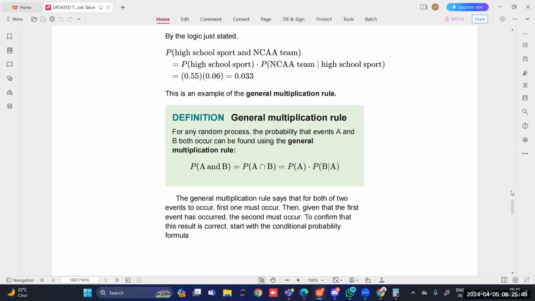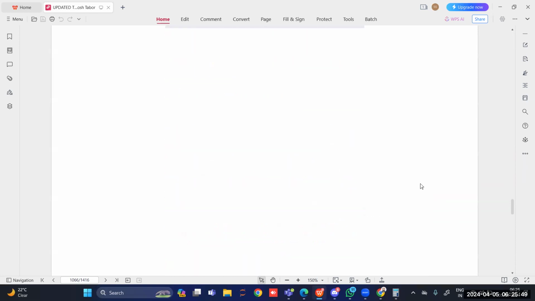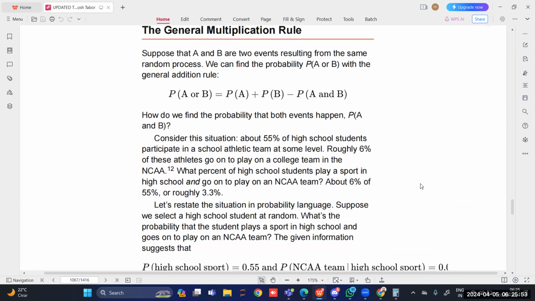I don't need to give an example of it, or else we look into this one. Okay, so we'll read this. Suppose that A and B are two events resulting from the same random process. We can find the probability of A or B with the general addition rule. How do we find the probability that both the events happen?